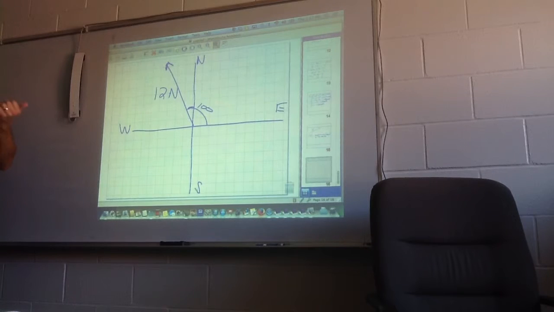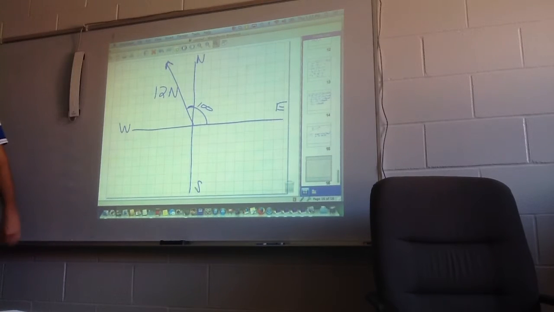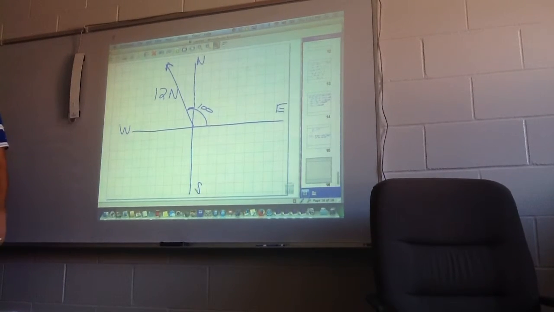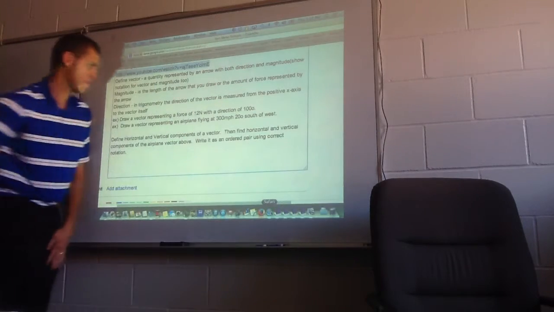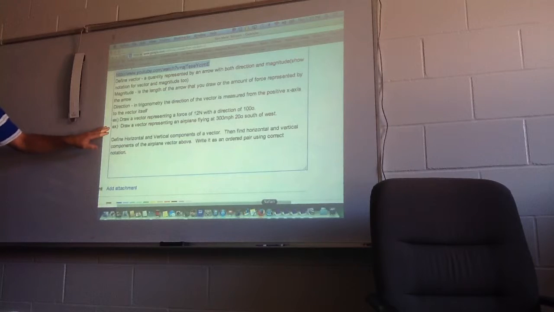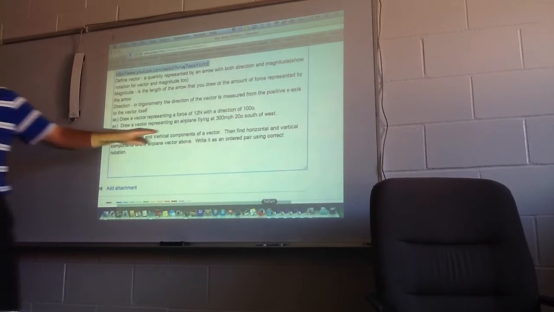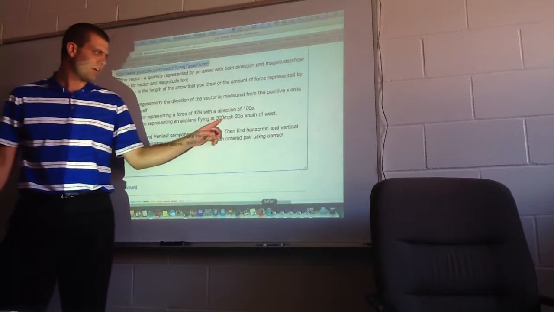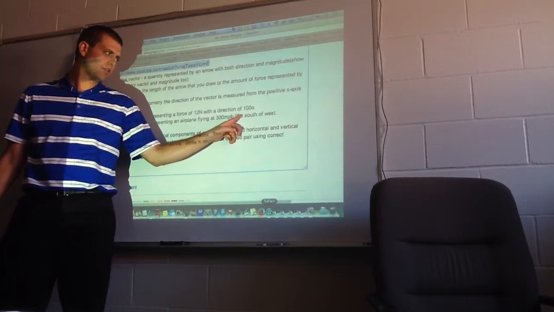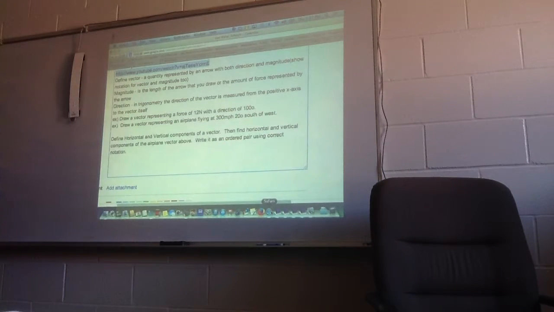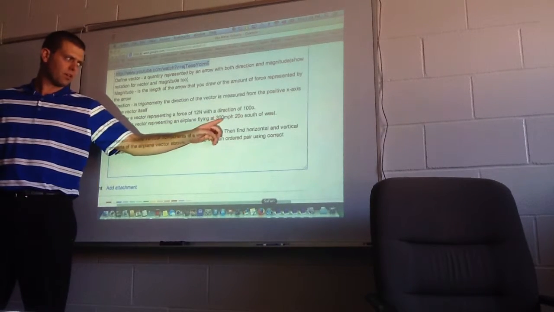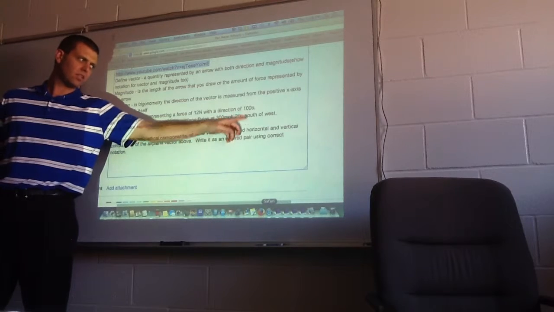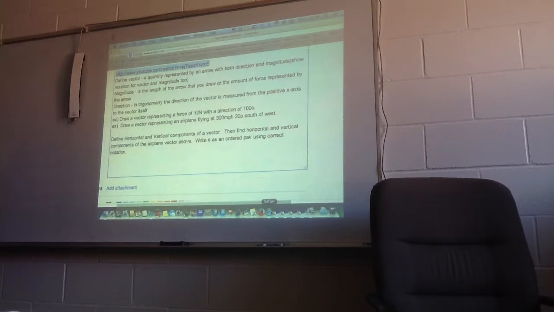Drawing a vector that's a certain magnitude at a certain direction. Draw a vector representing an airplane flying at 300 miles per hour, 20 degrees south of west. You guys try this one.